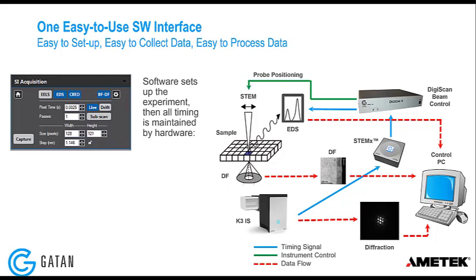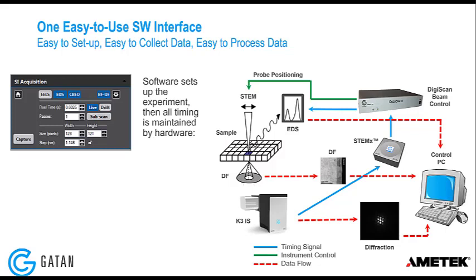So we collect 4D STEM data sets at the speed at which you have selected to run the camera. So depending on which camera you have and how fast that camera can be operated, that defines how fast you can collect your 4D STEM data sets.